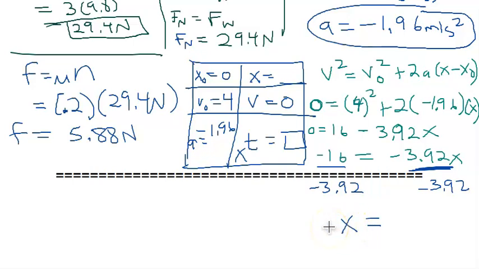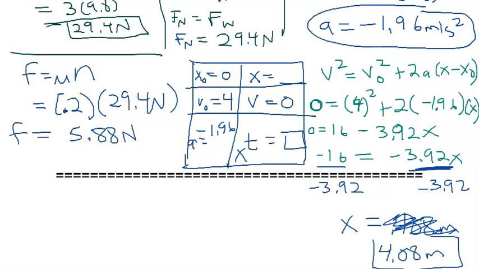So 1.6 divided by 3.92 is 0.408. Oops. I got 4.08 in my answer key. Did I? Yeah, I divided wrong on my calculator just now. Okay, so x equals 4.08, it traveled 4.08 meters before coming to rest. That's a pretty big distance.